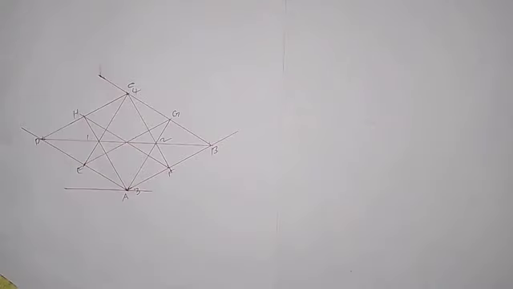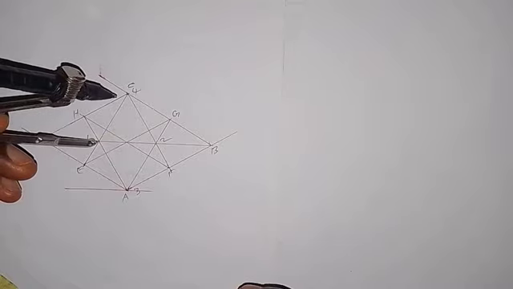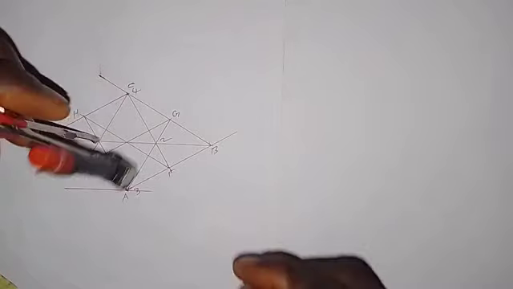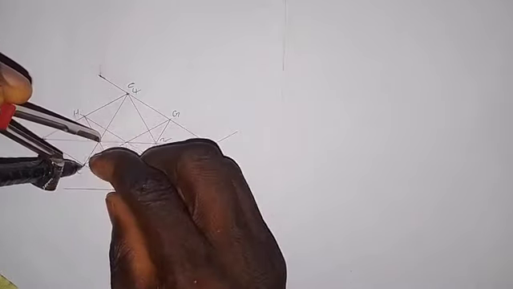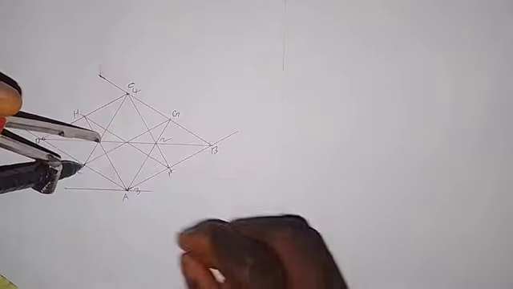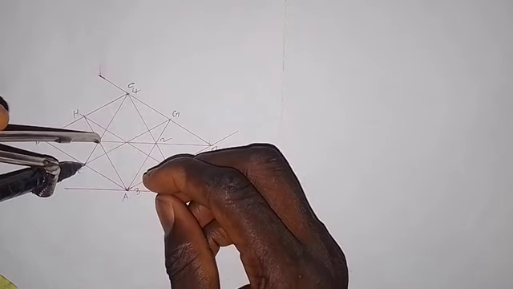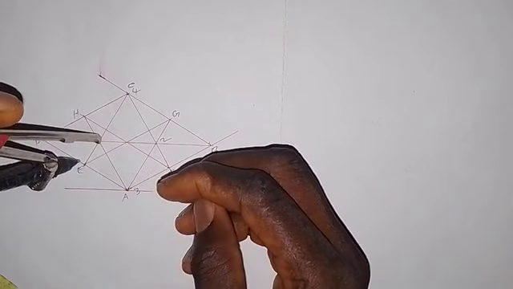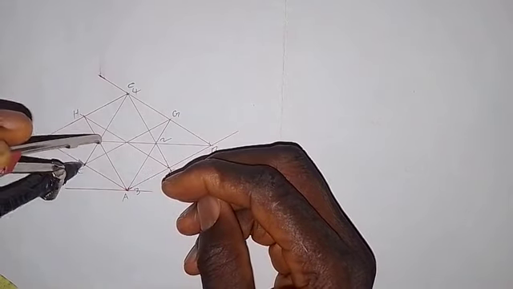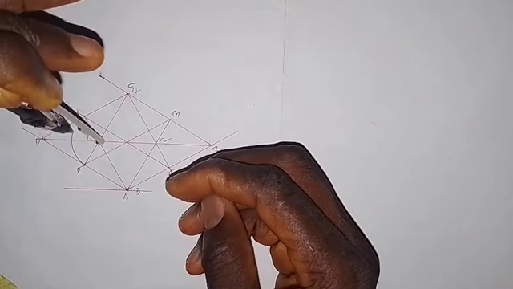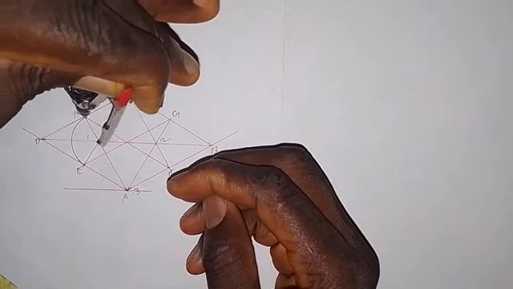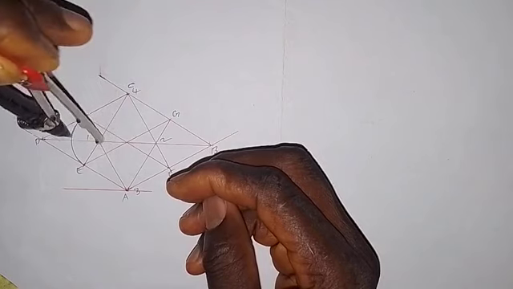Alright, having located the four centers, the next thing that we are going to do is take the compass and put the pinpoint here at center 1. Then we extend it to point E on this side of the square, and we draw an arc from here. Take it easy and draw an arc to touch this point H, like this.